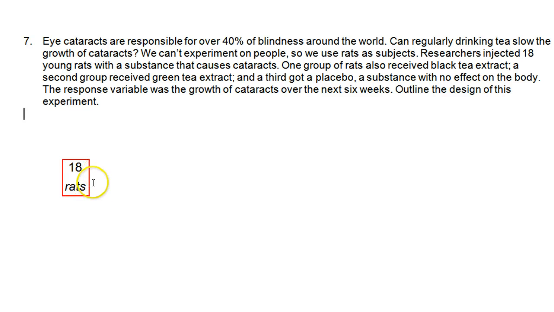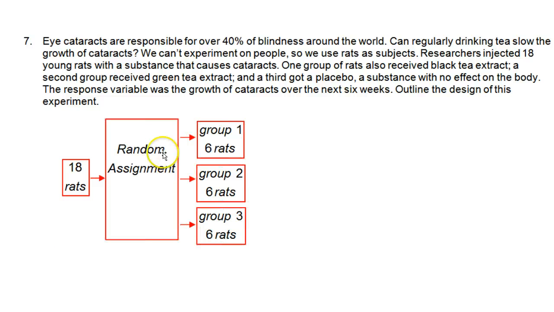Alright, so we're going to start with the 18 rats, and then we are going to randomly assign the rats to one of 3 groups. Since looking ahead we know there are 3 treatments coming, then we know we're going to need 3 groups. So obviously if you have 18 rats, 3 groups, that means that each group is going to have 6 rats. And then you are going to do a second random assignment to decide which group gets which treatment.